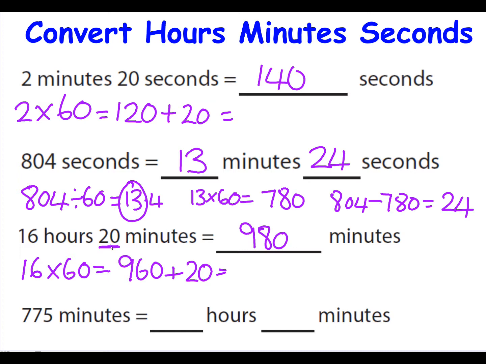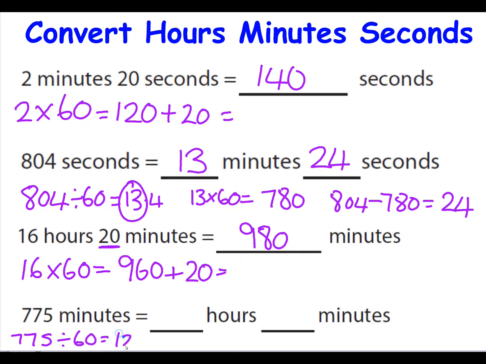Now let's go the other way. If I have a lot of minutes, how many hours and minutes does that make? Well, it's the same as before. I need to take my 775 and divide it by 60 to work out how many whole hours I've got in 775 minutes.